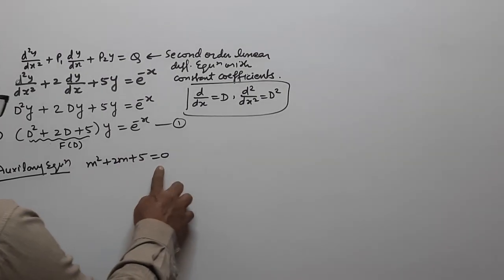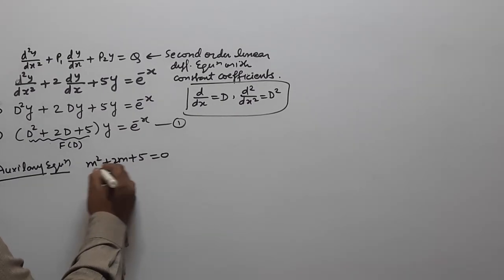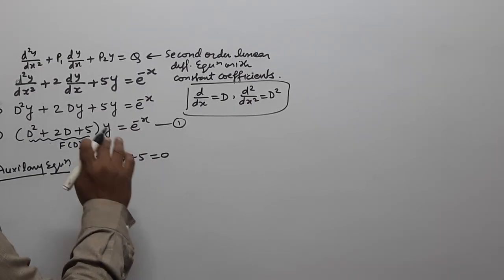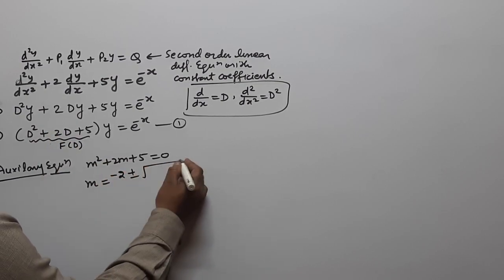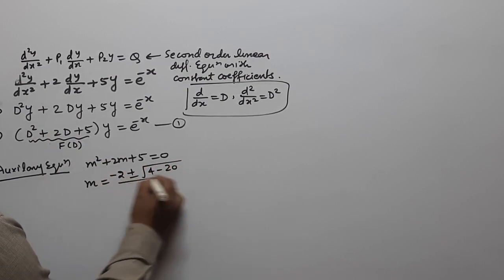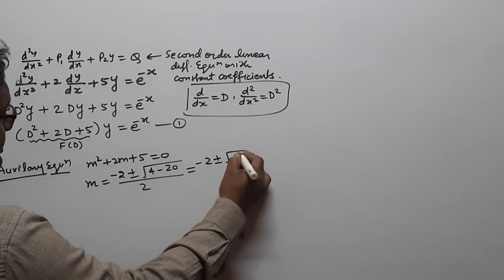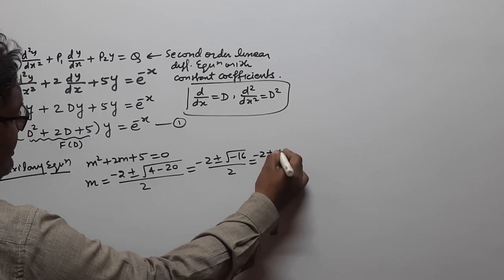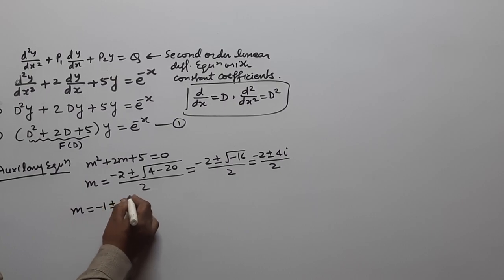Now we can see this is the quadratic equation. So use here Sridharacharya formula and get the roots of this quadratic equation. So m is equal to (-2 ± √(4 - 20))/2. So this is (-2 ± √(-16))/2. So this is (-2 ± 4i)/2. So m is equal to -1 ± 2i.